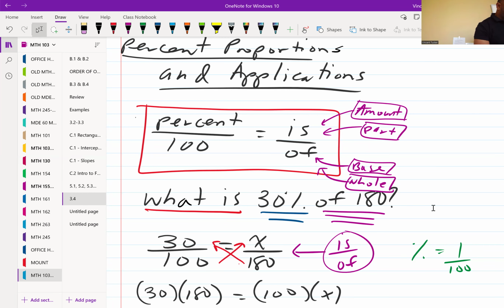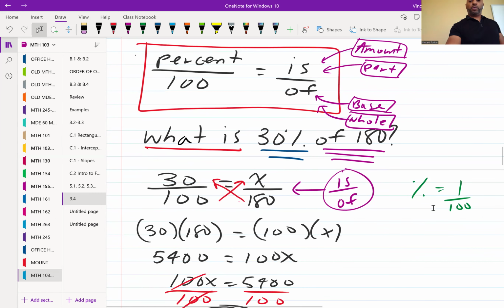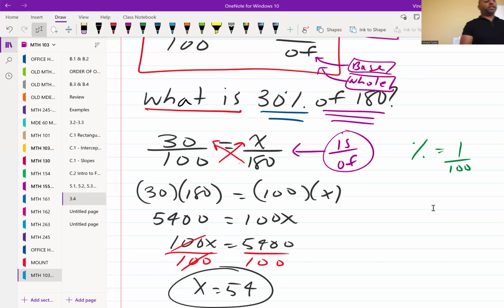So now when you have your proportion, what you can do is what we call cross multiply. Take your denominators up to the opposite numerator, so that 180 up to the 30, the 100 up to the x. Because if it's a true proportion, it's supposed to be equal that way. Thirty times 180 is 5,400. Then of course on the right side, we have 100x. Divide both sides by 100, x is equal to 54.